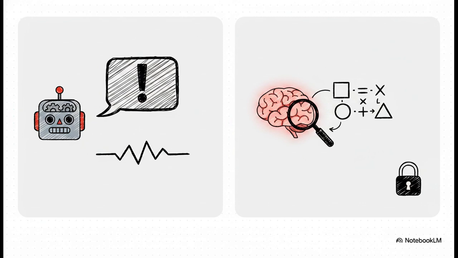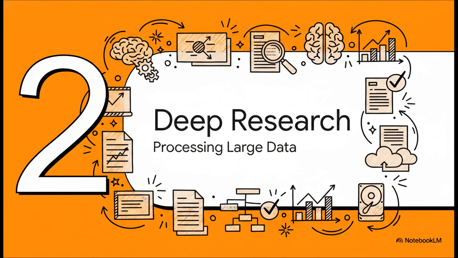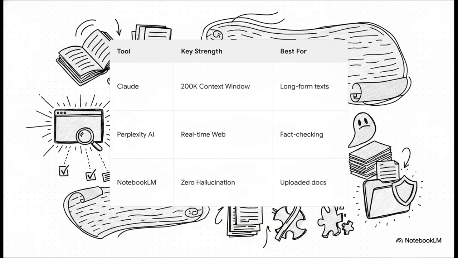How cool is that? Moving right along to Category 2, Deep Research and Verification. These are the heavy lifters, the tools built specifically to process massive documents and verify hard facts. Now, what's really interesting about this next group is how these 3 specific tools, Claude, Perplexity AI, and Google Notebook LM, solve 3 entirely different research pain points. Let's break them down one by one so you know exactly when to use which.